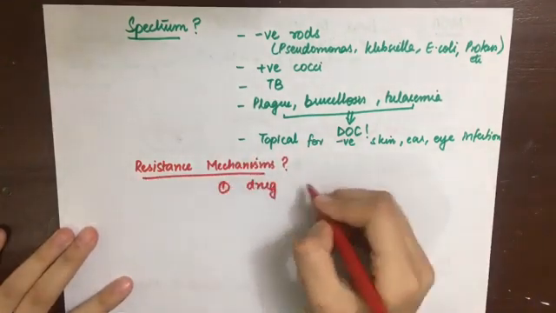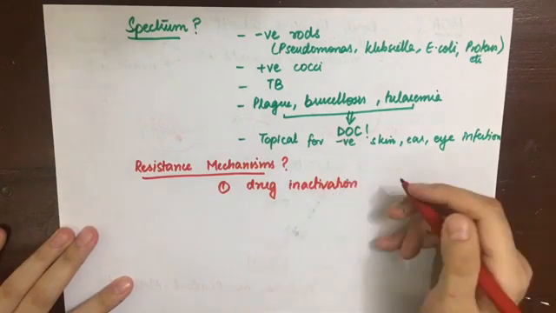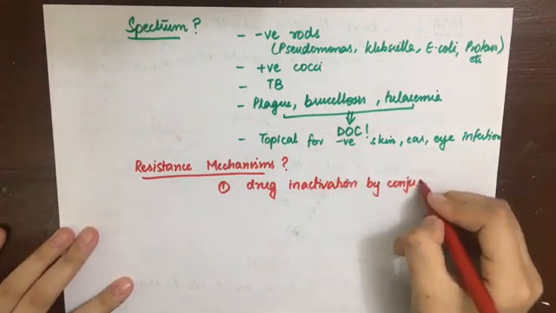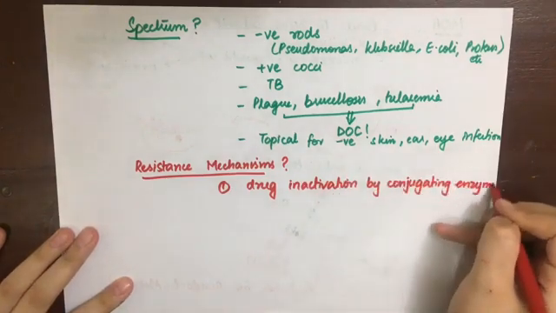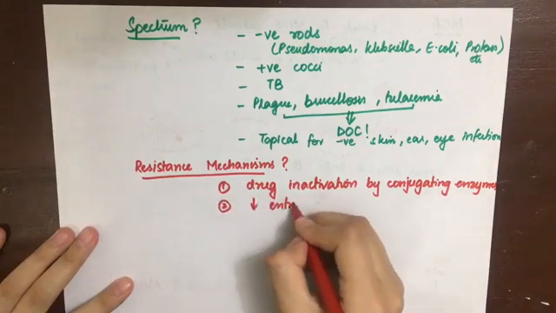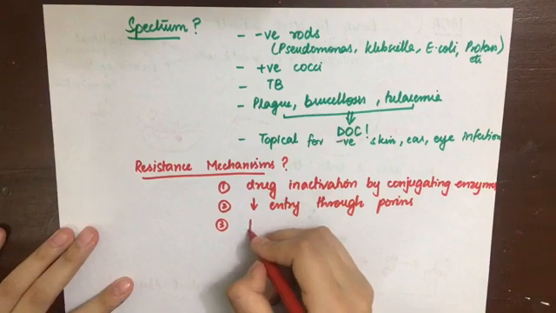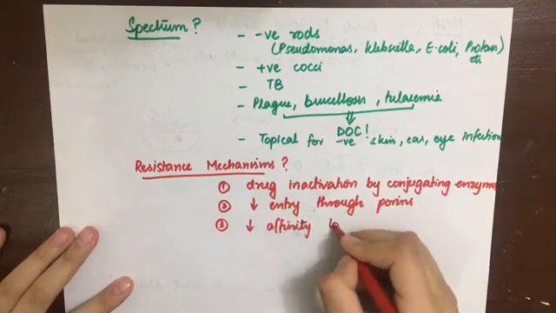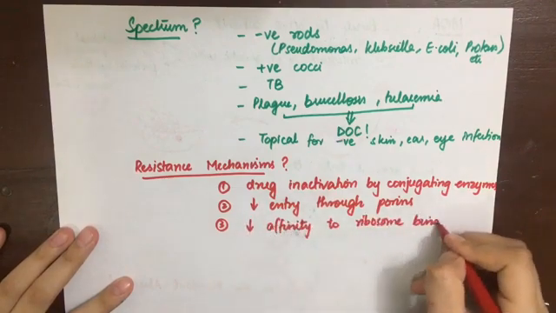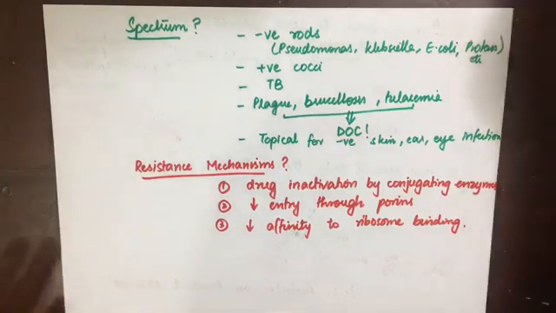Many modes of resistance have also emerged for aminoglycosides, and they can include drug inactivation by bacterial conjugating enzymes which conjugate them and eliminate them. They can also include decreased entry through the porins and also decreased affinity to bind to the ribosomes.